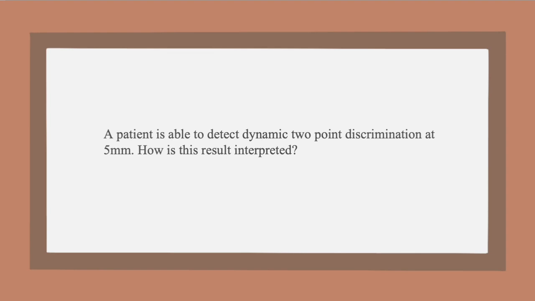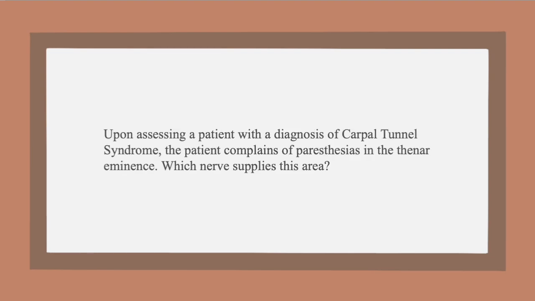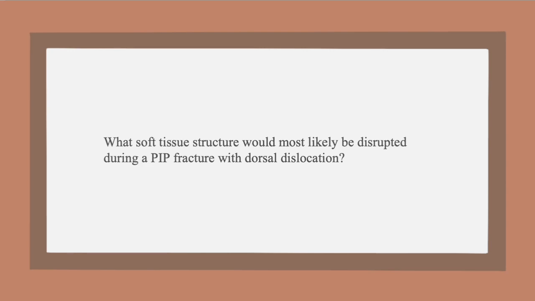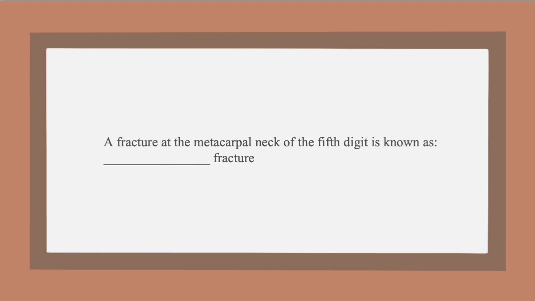My hint to you here is think about those ranges of normal, poor, fair, or non-functional. Think cutaneous branches of nerves. Your hint here is that trophic means skin. So think about skin. The structure that we are talking about here restrains hyperextension at the PIP joint. Ooh, for this one, think Rocky Balboa.